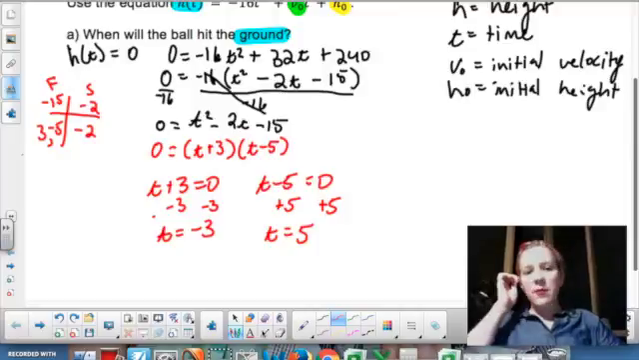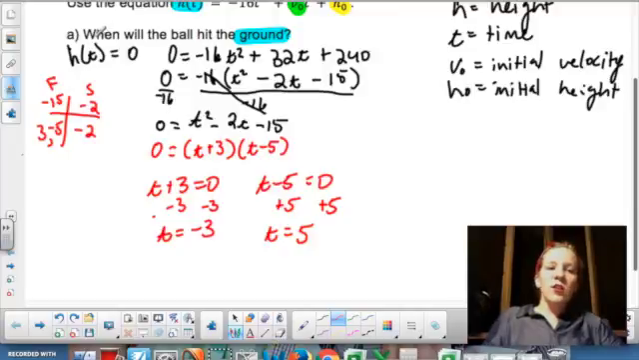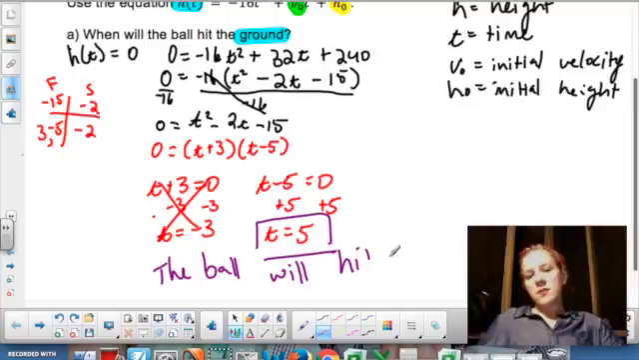And here's the part where the application is important, to really think about what you're doing. Remember that the initial question was, when will the ball hit the ground? And t is representing time. Well, we know that the ball is not going to hit the ground in -3 seconds. Therefore, this solution is not valid for this particular application. The solution that I'm going to report is in 5 seconds, the ball will hit the ground. So my answer is the ball will hit the ground in 5 seconds.